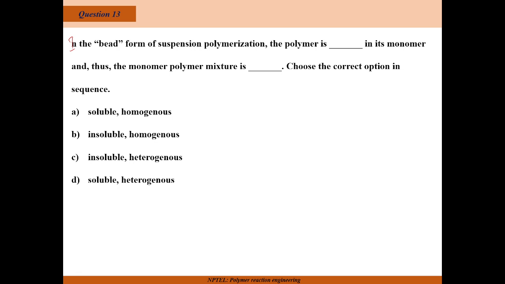Is it heterogeneous? It should be homogeneous, right? No, we are talking about first is the solubility of the polymer in monomer, correct? Then this monomer polymer mixture, since the polymer is soluble, then it should be homogeneous. Yeah, the monomer polymer mixture should be homogeneous. The answer is A.